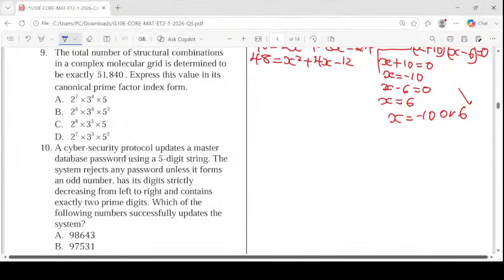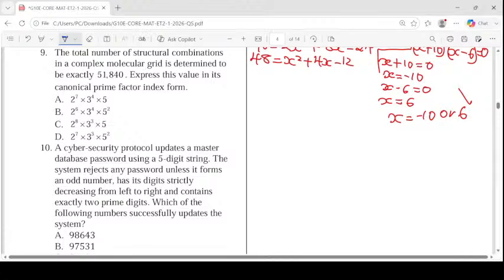Express this value in its canonical prime factor form. This is a very standard paper, ladies and gentlemen, and I hope you can see the language of instruction in use. The number is 51,840. We need to express it in its canonical prime factor index form.